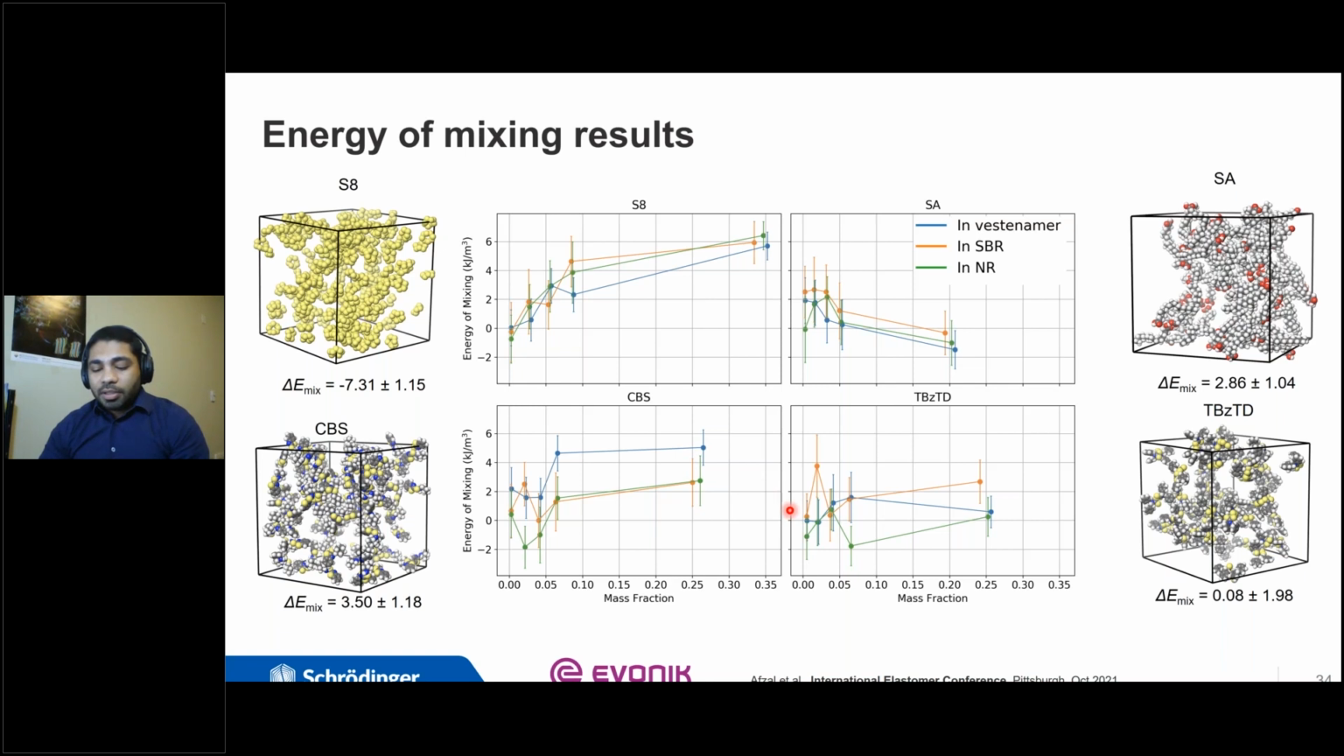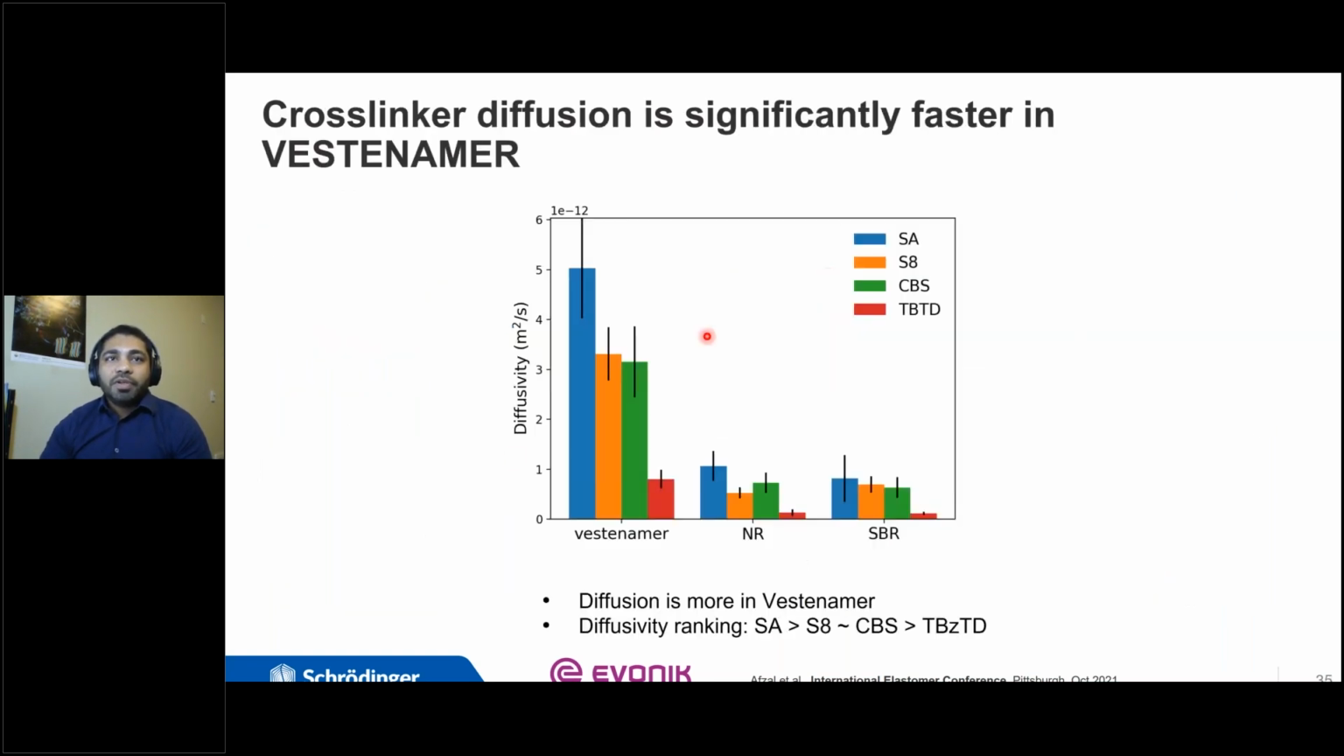One of the important aspects in crosslinking is how the crosslinker diffuses in these polymer matrices, and that really defines the crosslinking capability of the systems. So we evaluated the diffusivity of different crosslinkers in all three polymer systems. And what we note here is for all of the crosslinkers, we see a high diffusion in Vestenamer compared to natural rubber and SBR. And that is one of the key reasons why Vestenamer is superior in terms of crosslinking when compared to natural rubber and SBR.